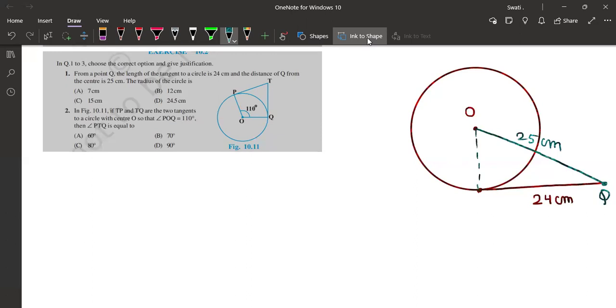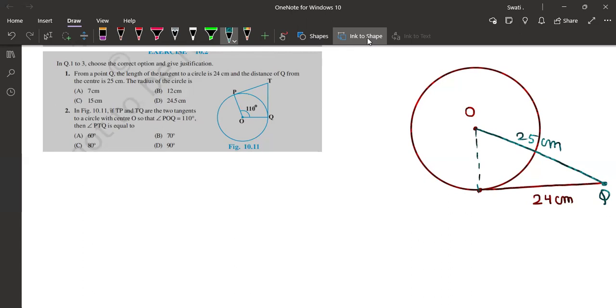Do you understand how I drew it, Manya? Yes. So first I started from the point of contact only, but it was not from the point of contact. It is saying from a point Q. It is not saying that that point was on the circle. So that was the mistake, right? It is just saying from a point Q, so it must be outside the circle. So from a point Q, the length of the tangent to a circle is 24 centimeter. And of course, the distance of Q from the center is given 25 centimeter. We have to find the radius of the circle.